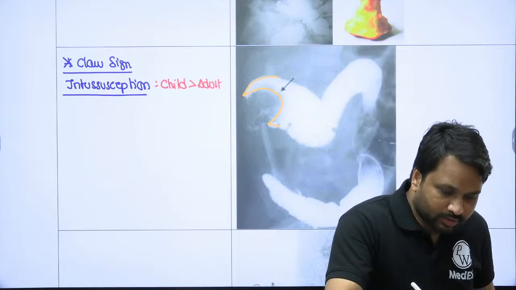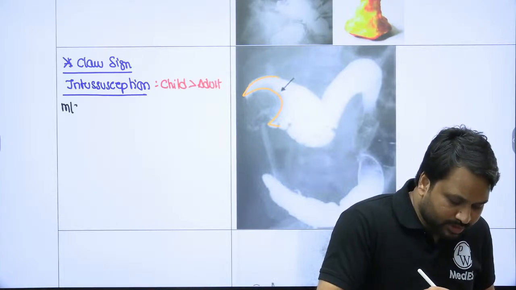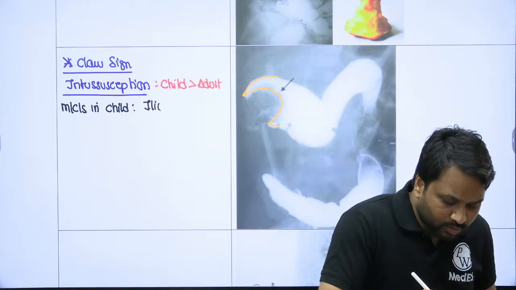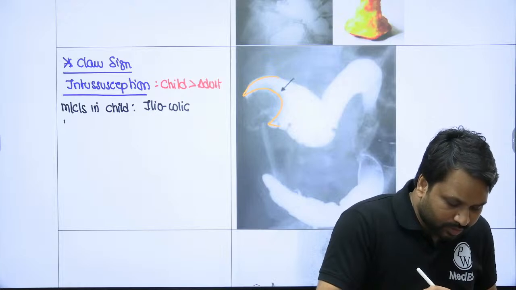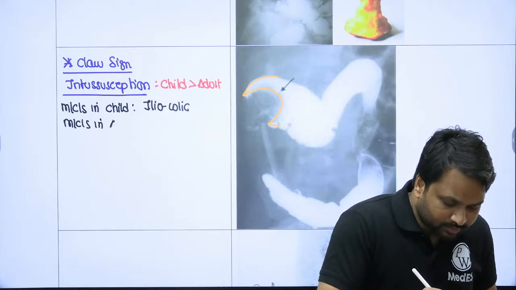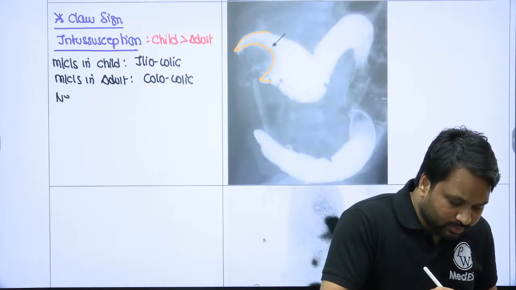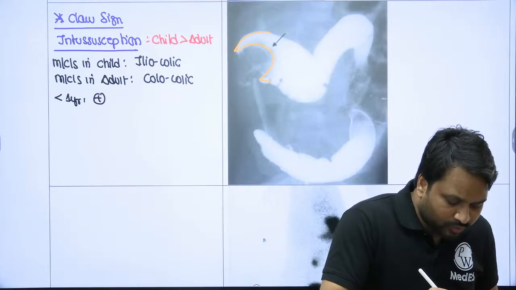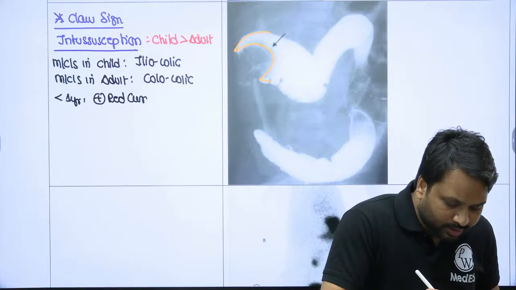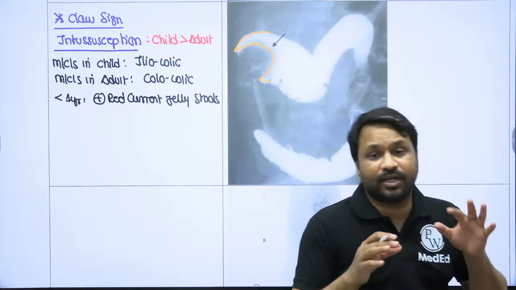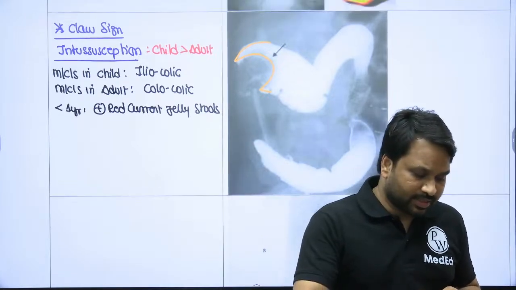The most common site of intussusception in children is going to be ileocolic. The most common site in adults is going to be colocolic. Now, in a neonate, or a child less than 1 year, there will be presence of red currant jelly stools. Presence of red currant jelly stools in an intussusception indicates resolution.